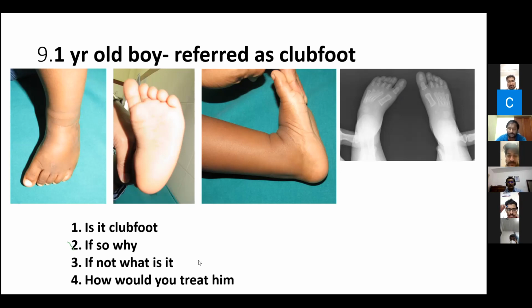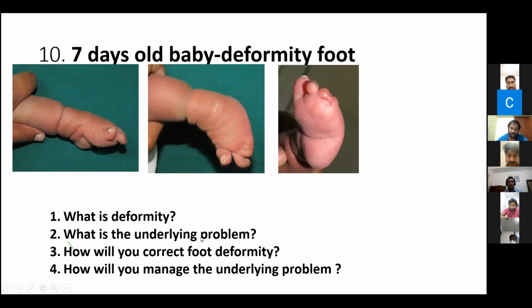Okay, the last one, and I will finish off after this. Now, 7-day-old baby, deformity foot. What is the deformity? What is the underlying problem? How will you correct the foot deformity? How will you correct the underlying problem?